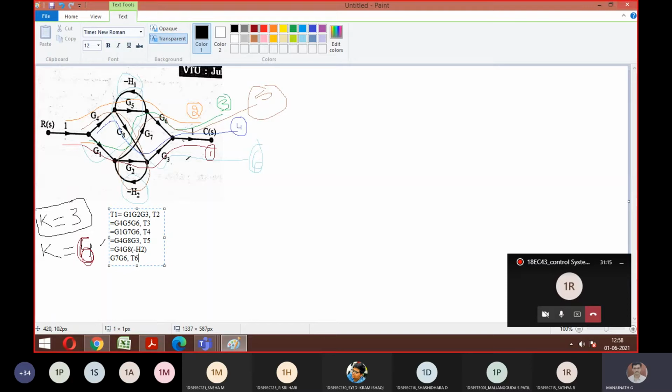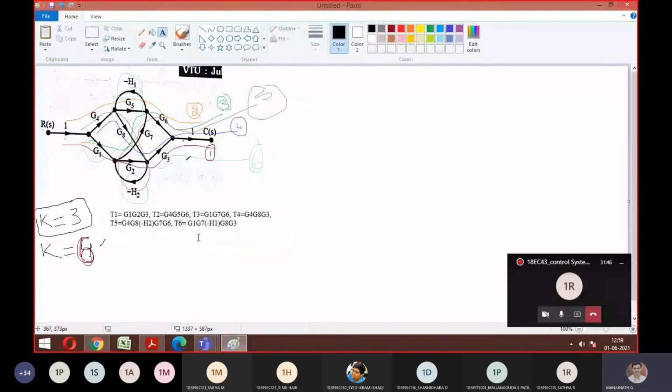Okay, last one. T6: G1, G7. You can trace the path with minus H1, the color we traced. So minus H1, G8, G3. These are the six possible paths we can find. I hope everyone is clear, or does anybody have doubts about how we got these six paths? You can ask, guys.